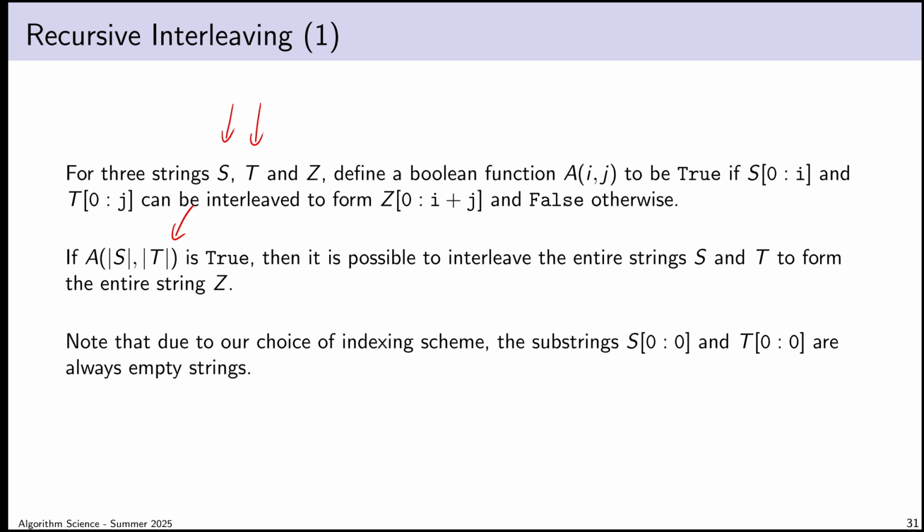And if that's true, then it is possible to interleave the entirety of S and the entirety of T to form the entirety of Z. Also a reminder that these substrings, S of 0, 0 and T of 0, 0, are empty because when I use this range notation, if the beginning and end point of the range are equal, then I end up with the empty string. Okay, so I have enough now to begin stating a recurrence for my function A.